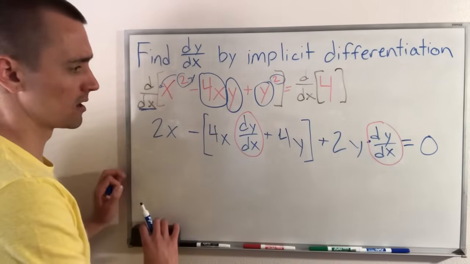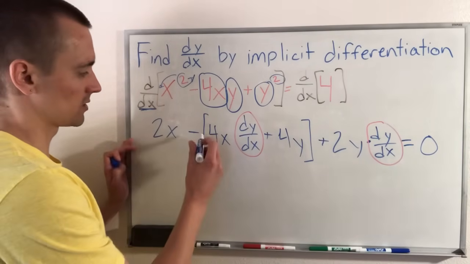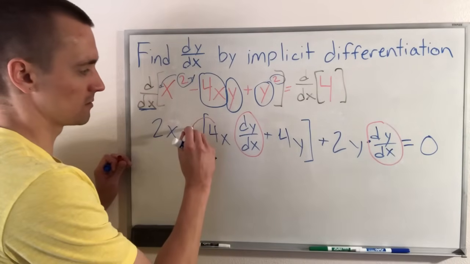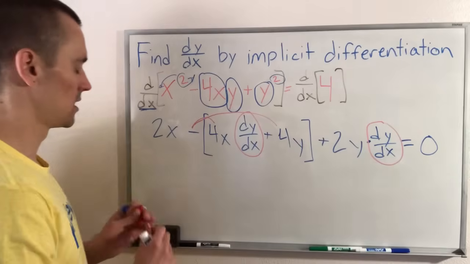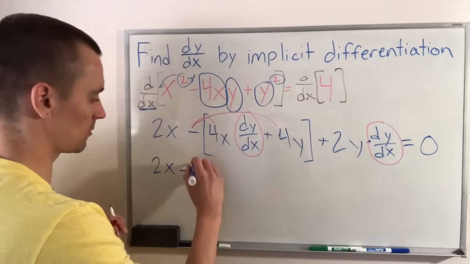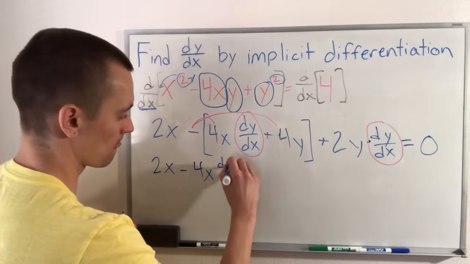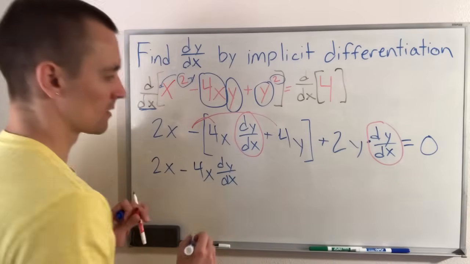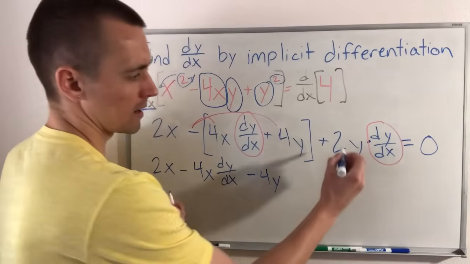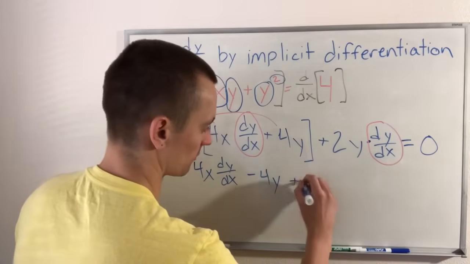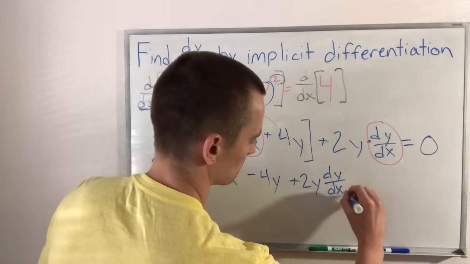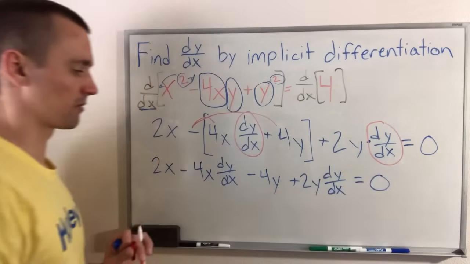So let's go ahead and do that. First, we'll expand everything out. So this negative sign is going to distribute to that term and that term. So we're going to get 2x minus 4x dy dx, and then minus 4y. And then this is all simplified as much as it's going to be. And it's all going to equal 0.